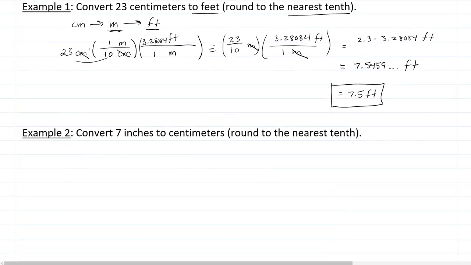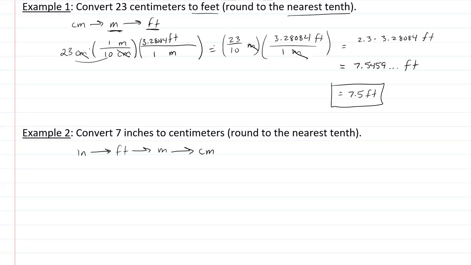Let's go through another example of this intermediate measurement that we're going to be using. So let's convert from 7 inches to centimeters, rounding to the nearest tenth. I don't have a conversion factor between inches and centimeters, but I do have a conversion factor going from inches to feet, from feet to meters, and from meters to centimeters. So this is going to be a 3-step conversion, kind of a big conversion. So I'm going to turn my inches into feet, turn my feet into meters, turn my meters into centimeters.